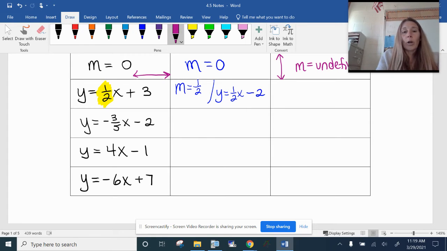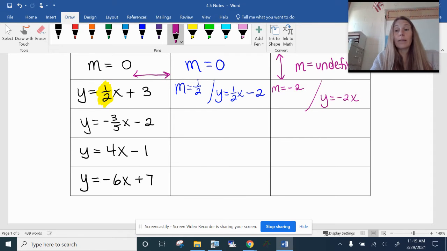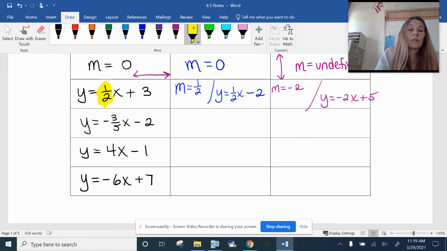Now perpendicular, the slope here would have to be negative 2 or negative 2 over 1. So if I were to write the equation, I would have to write negative 2x, and then I could put any y-intercept value that I'd like. So let's look at the next one.